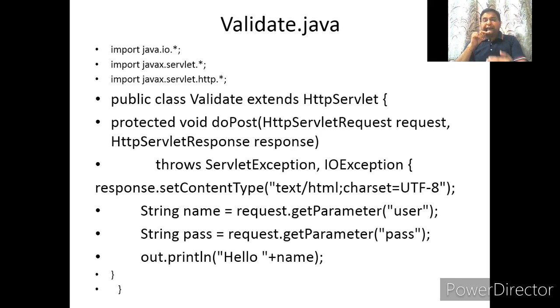Now in the next line, what do we write? We write in what format our data will go from server to client. For this we write response.setContentType, and this shows the data that will go to the client will be in the form of text or HTML, and the character set that we will use is UTF-8.